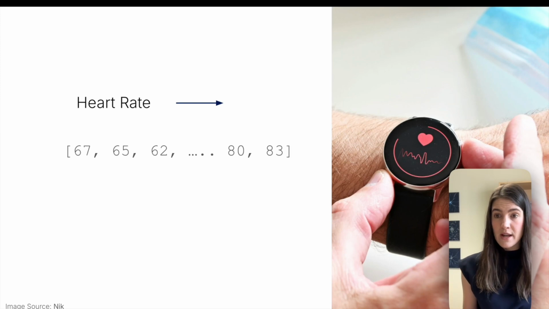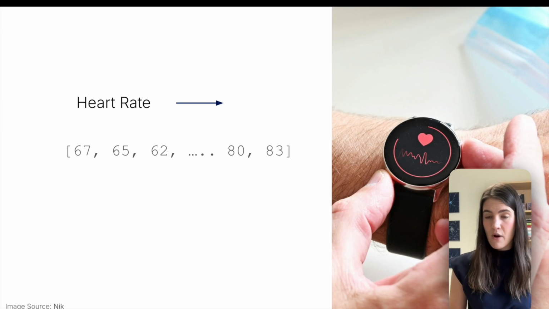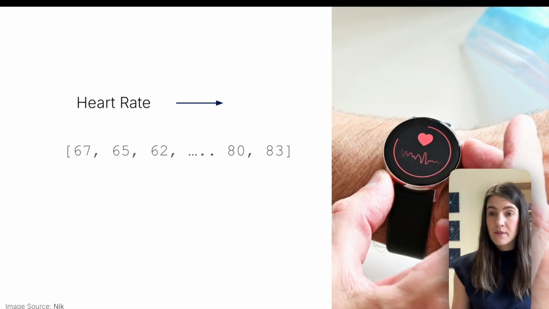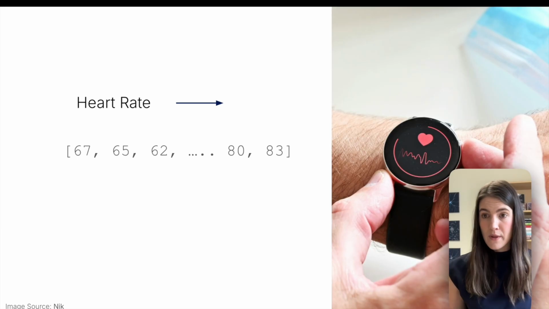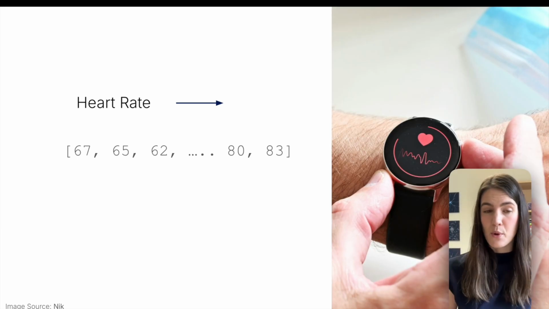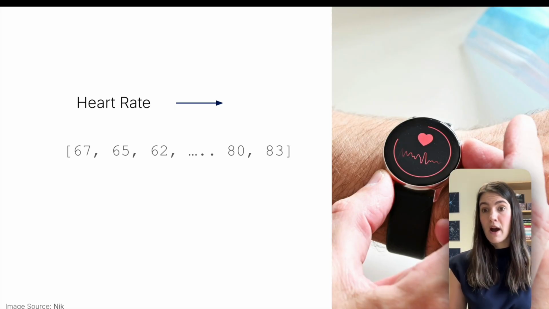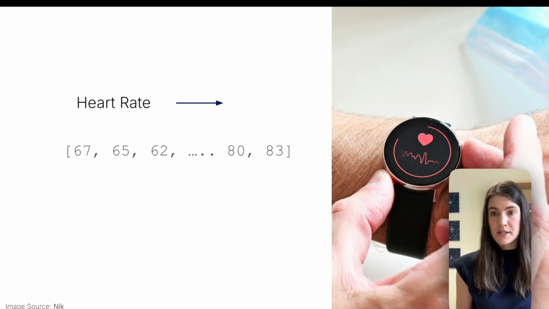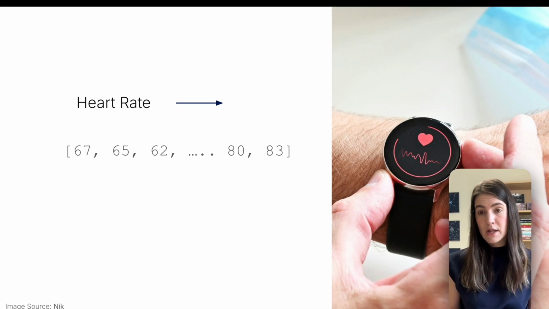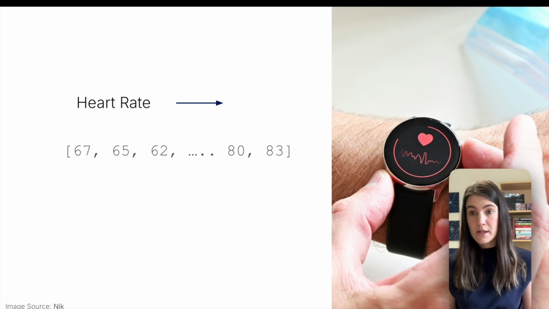What about something like heart rate, a time series based sensor data? So if you have a watch or maybe a ring that tells your heart rate, data might look something like this: 67, 65, 62, and all the way to the end of maybe the day that you're recording your heart rate. And heart rate is sampled at a certain frequency. So every 5 seconds, for example. So 67, and then 5 seconds later, we get 65, and 5 seconds later, we get 62.